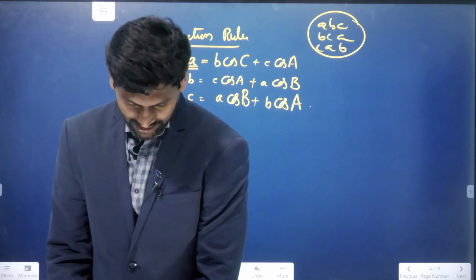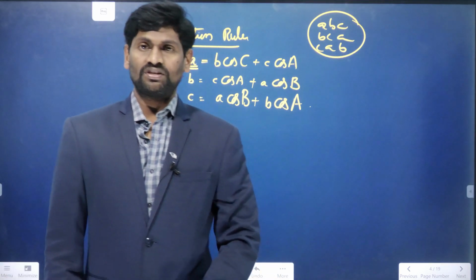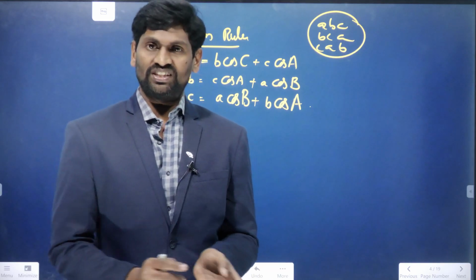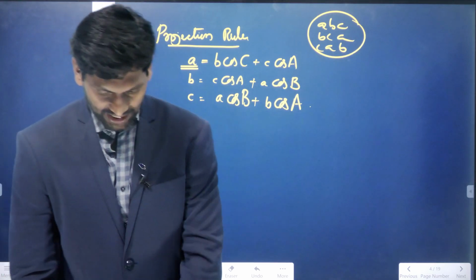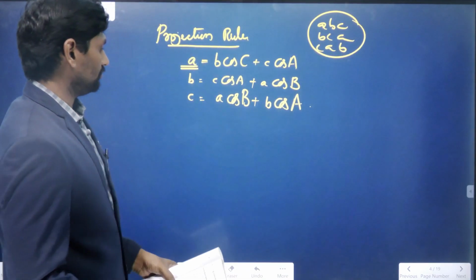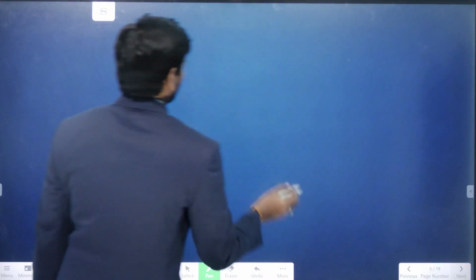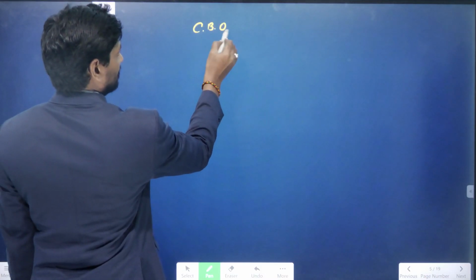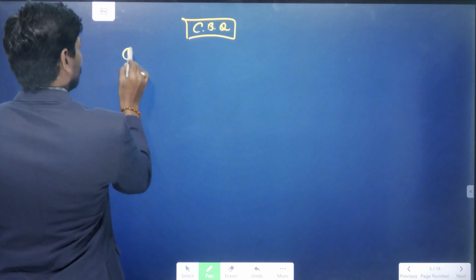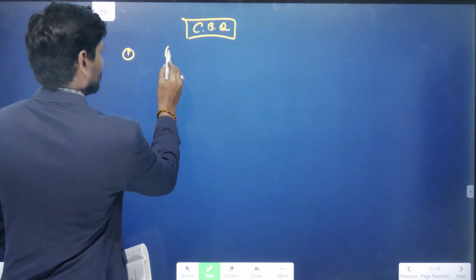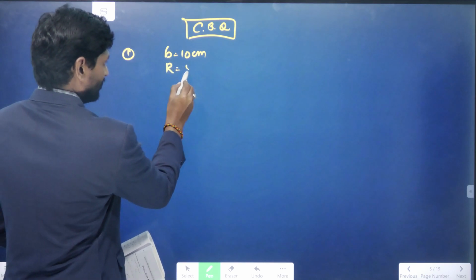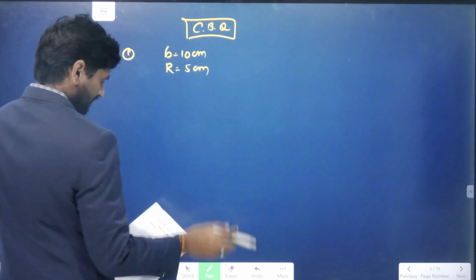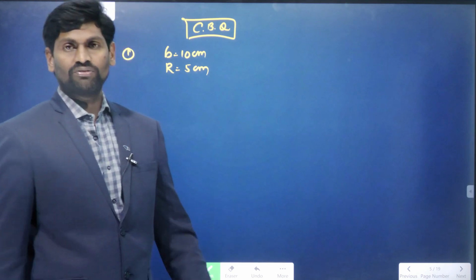Now let us start the exercise problems, or concept based questions, by using these three rules: sine rule, cosine rule, and projection rule. So let us see the first problem. In the first question, the values given are: if b equals 10 centimeters and R equals 5 centimeters, then we need to find the value of B.